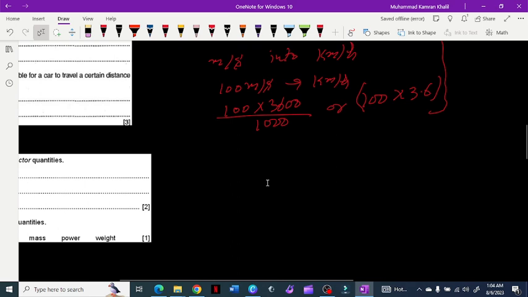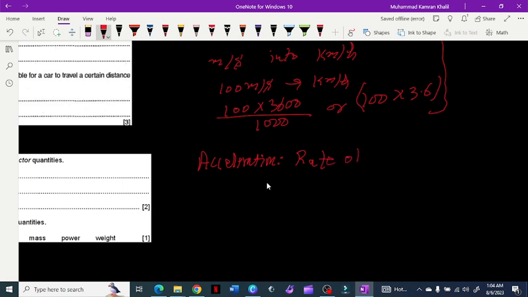Now the acceleration. So how can we define the acceleration? It is the rate of change of velocity, not the displacement.